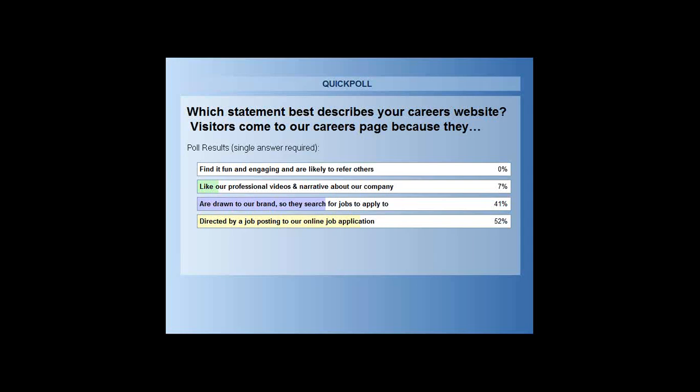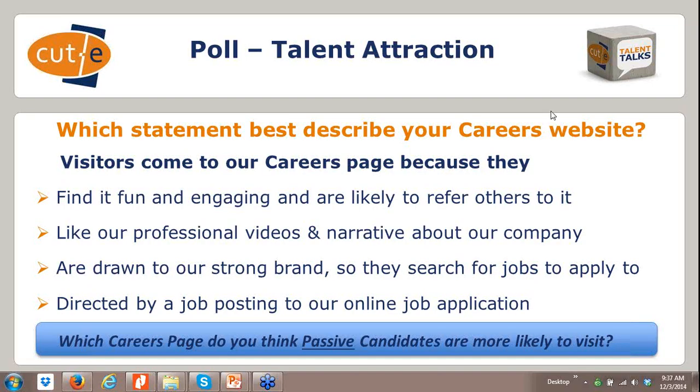That's great. Now, I have a question for you. Out of these options that were presented here, which of these career pages do you think the passive candidates who aren't actively looking for a job are likely to visit? I'm willing to bet it's the ones that find it fun and engaging, and possibly they got referred to the site by someone else, or if they go, they're likely to refer it to others.